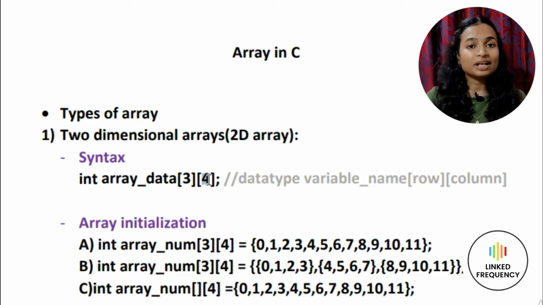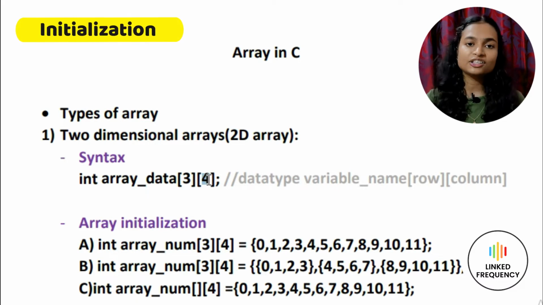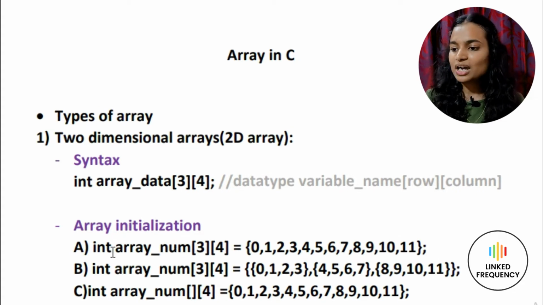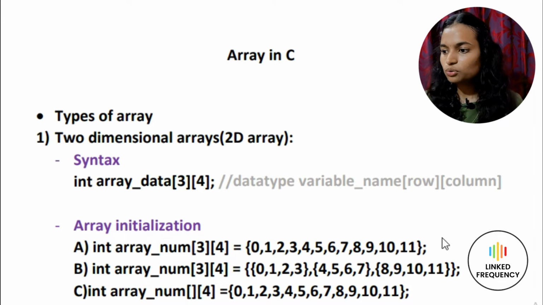Moving on to our next point, that is regarding the array initialization. The array initialization can be done during compile time or during runtime. The one represented on the screen is during compile time. There are multiple ways where you can represent the array initialization, and I have listed them in this particular video. The first one is int array num[3][4] and the values are given inside the curly bracket, ranging from 0 to 11.